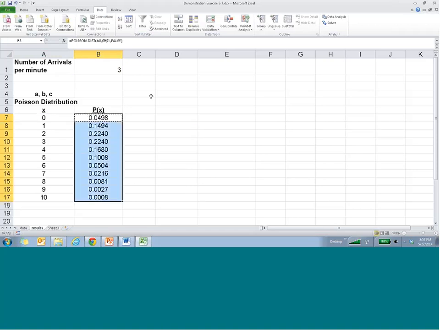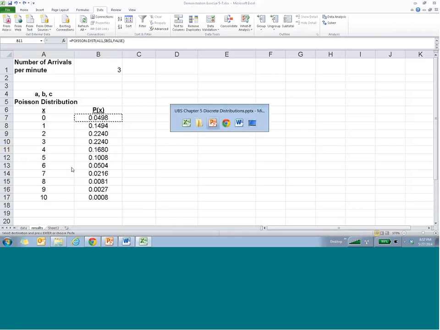Copy that down, paste. So you see how I keep adding it. The odds that it's going to be 0, 1, or 2 is 42%. The odds that it's going to be 0, 1, 2, 3, 4 is going to be 81%. That's what that accumulation is. In this case, what we're doing is for any given number, what's the odds that I'm going to get 4 in any given minute? 16.8%.